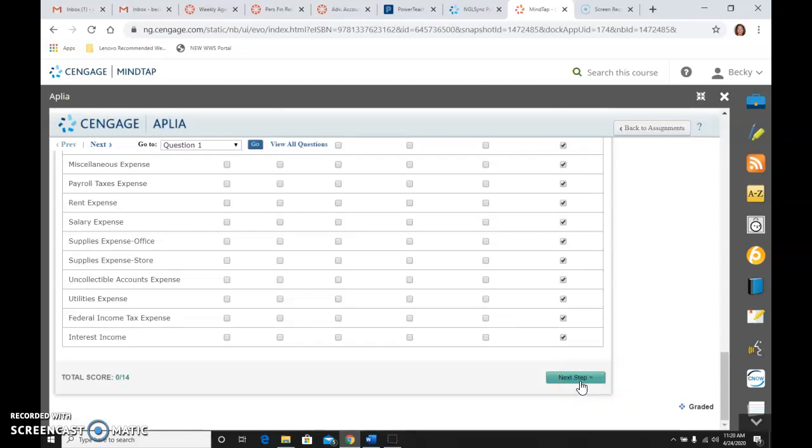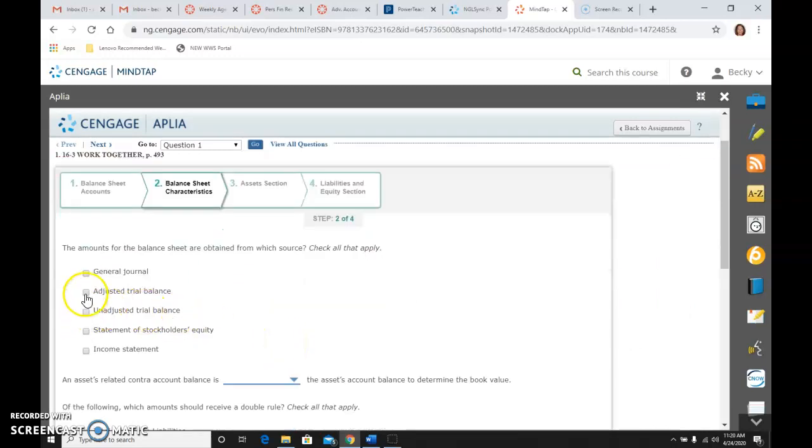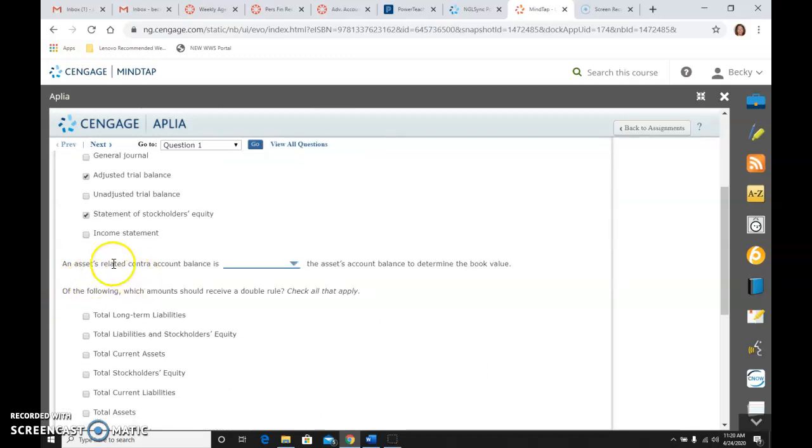Then we will go to our next step. So it says the amounts for the balance sheet are obtained from which source. So they're from the adjusted trial balance, with the exception of capital stock and retained earnings, which comes from the statement of stockholders' equity, which we just did in section 16-2. Then it says an asset's related contra account balance is deducted from the asset's account balance to determine book value.